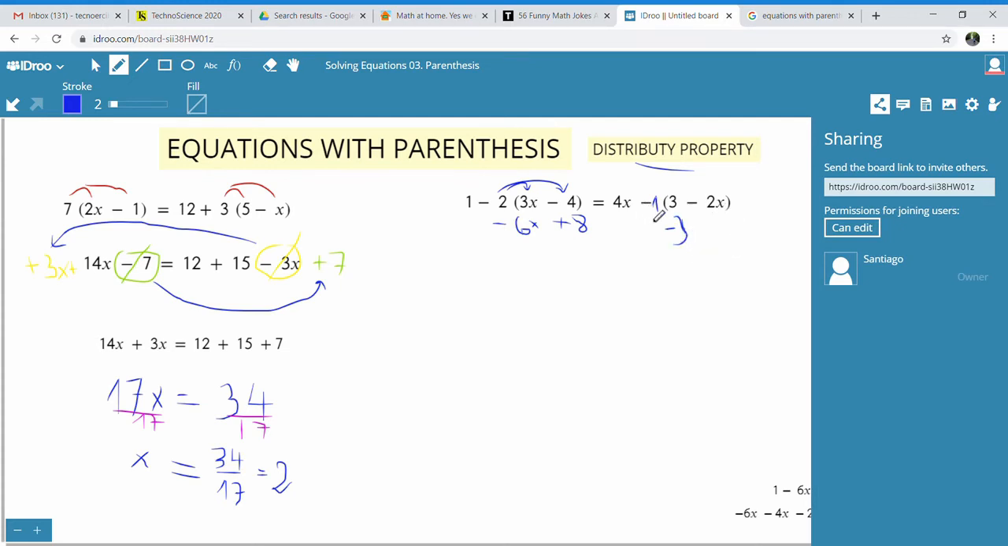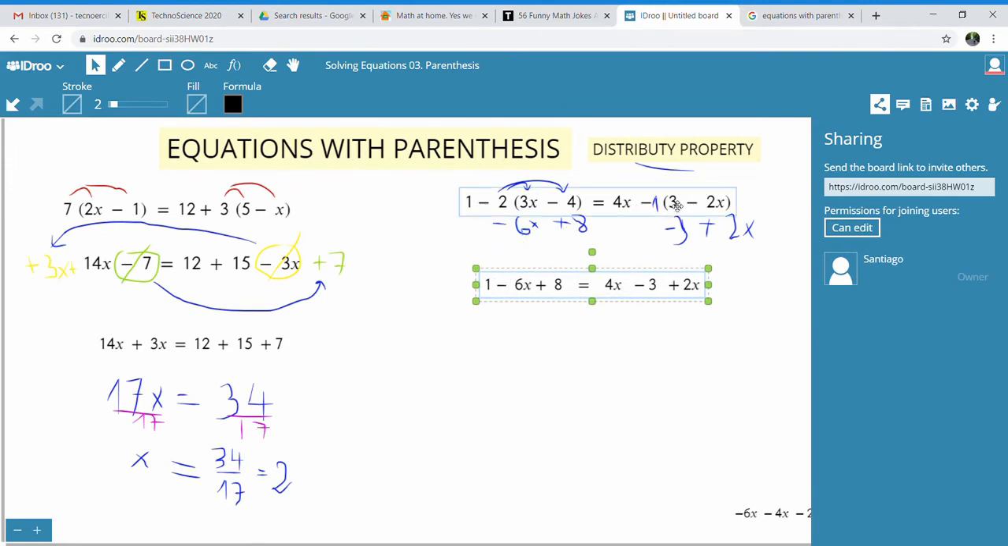And here, negative times negative is positive 2x. Negative 1 times 2x, right, times negative, yeah, we have it here, right? So we have 1 minus 6x plus 8 equals 4x, and now this minus 1 and plus 2x.